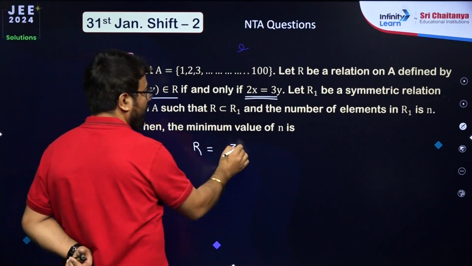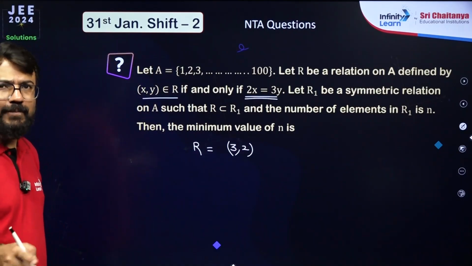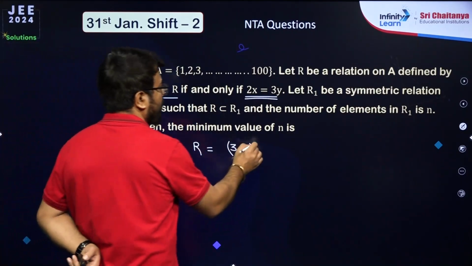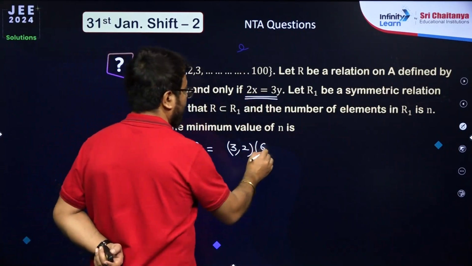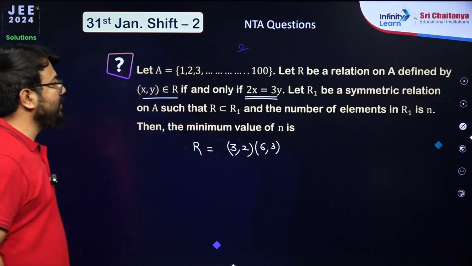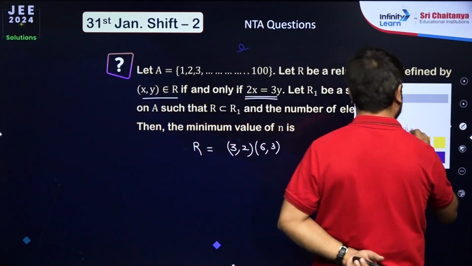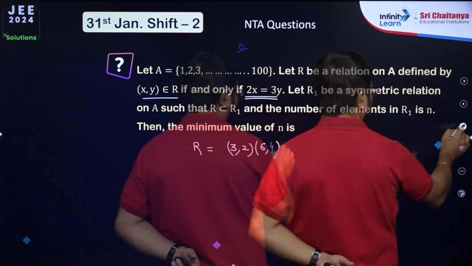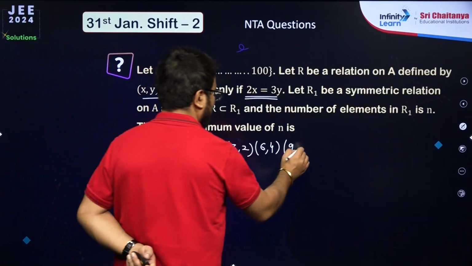Automatically y will become 2, (3, 2). If I keep the value of x as a multiple of 3, so 6 into 2 upon 3 will become 4, (6, 4). 12 upon 3 will be 4. If I place the value of x as 9, then y will become 6.